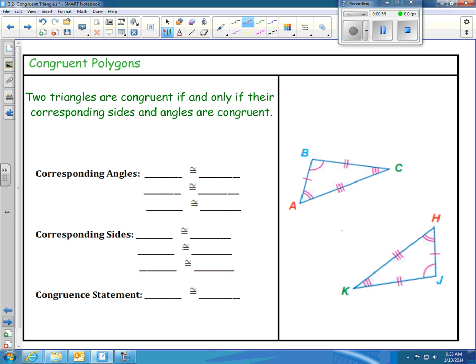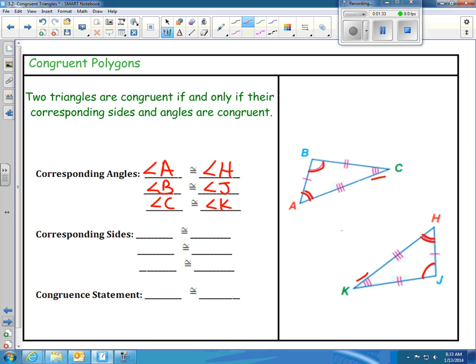So if we look here, we have angle A. Angle A has two markings, so we need to find the angle that also has two markings to show that those two are congruent. So it goes with angle H. Then we look at angle B. Angle B has one congruent marking, so we find the other angle that also has one, and that says angle J. And then last, C has three congruent markings, and K has three congruent markings. All right, so you're matching up those markings.